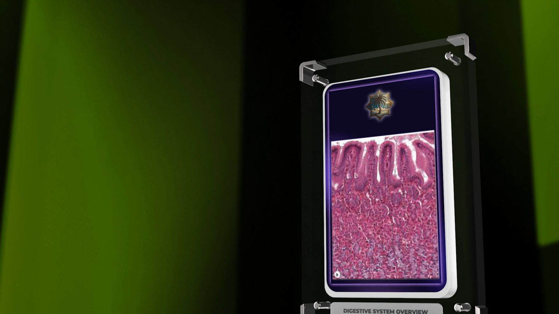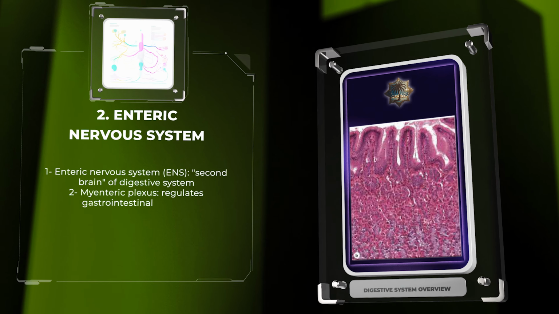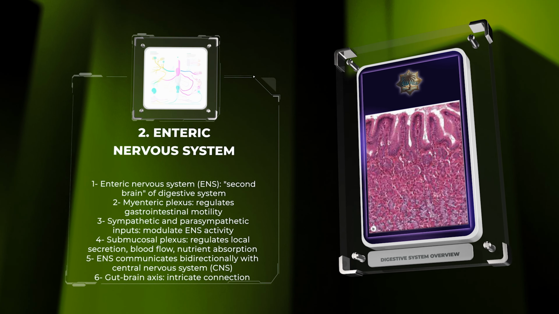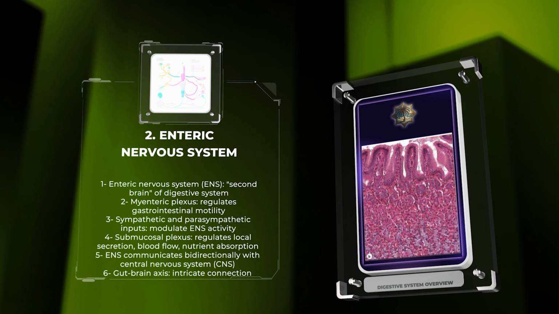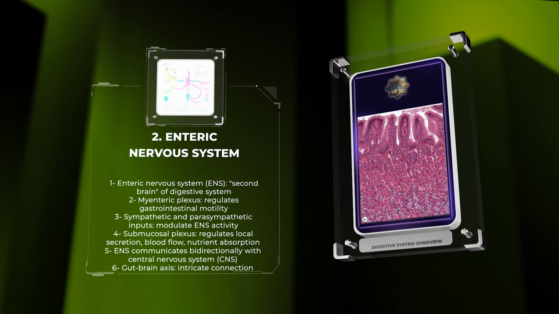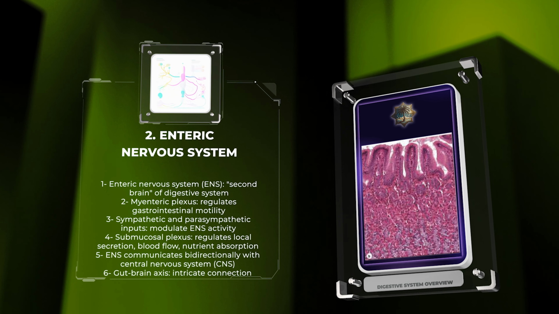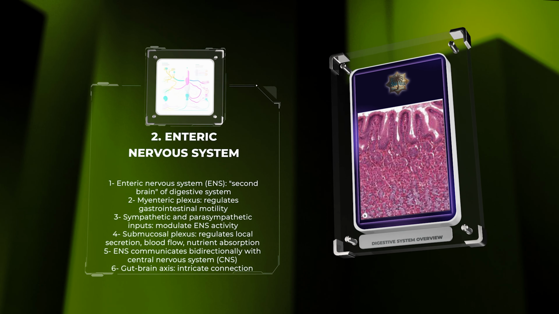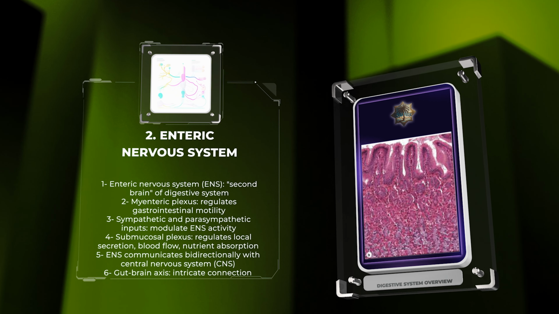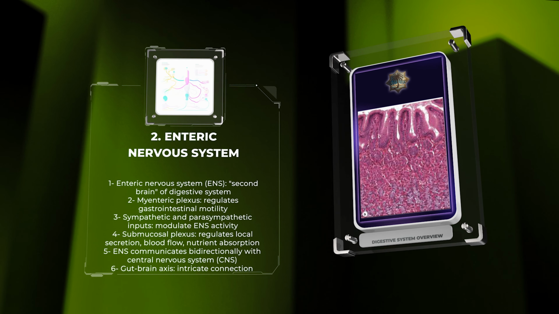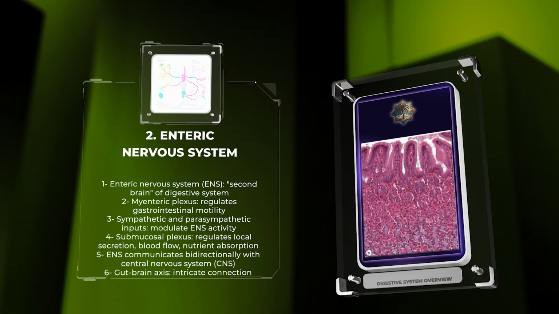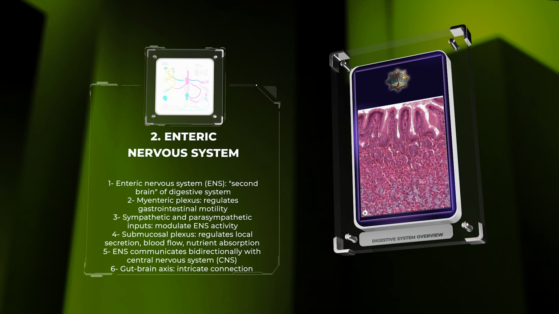The enteric nervous system, ENS, is often referred to as the second brain of the digestive system due to its complex neural network. It is composed of two interconnected plexuses, namely the myenteric plexus, Auerbach's plexus, and the submucosal plexus, Meissner's plexus, which are embedded within the gastrointestinal wall. The myenteric plexus primarily regulates gastrointestinal motility, coordinating the rhythmic contractions required for peristalsis. It receives inputs from both the sympathetic and parasympathetic nervous systems, which modulate the activity of the ENS.